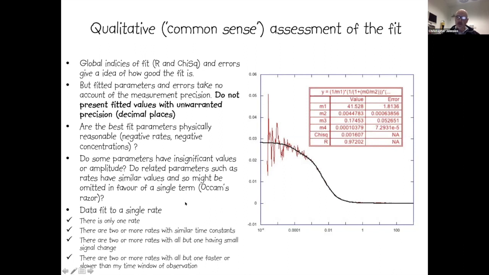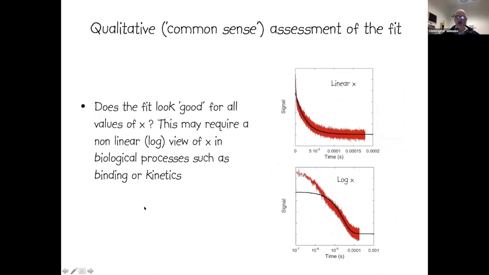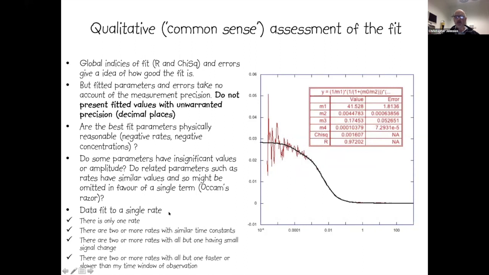However, when you do this, you should bear in mind that if the data actually fit to a single rate constant, then this can mean a number of things in your experiment. Obviously, it's the justified thing to do based on a law of parsimony, but the conclusions you can draw if your data do fit to a single rate is that there is indeed only one rate.